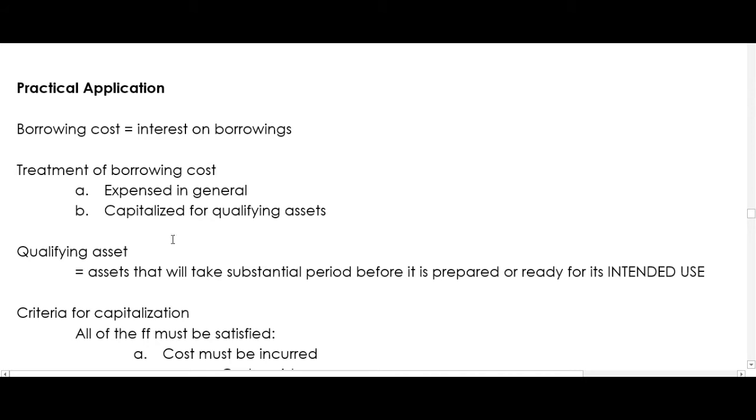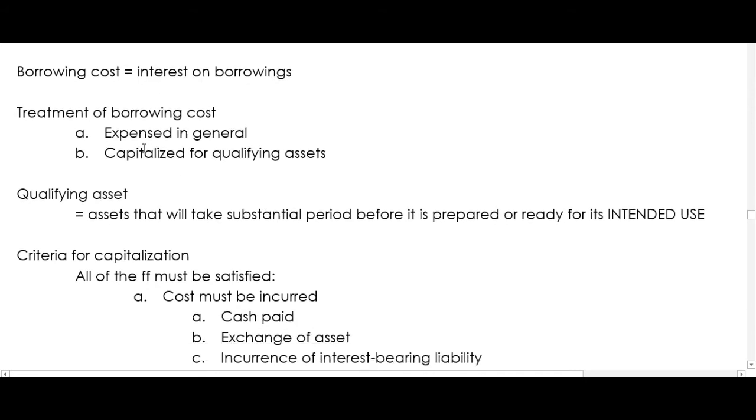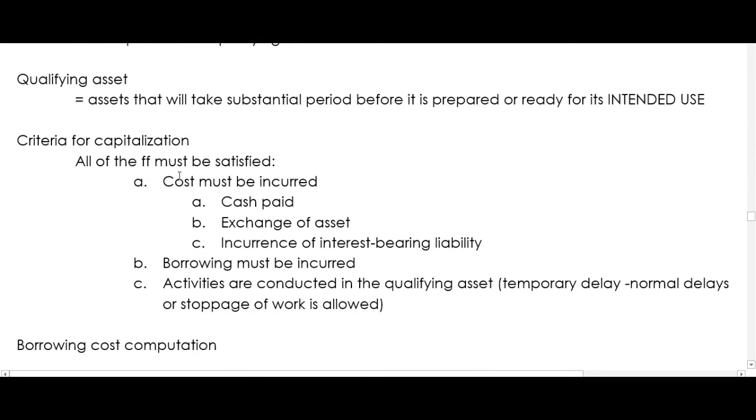We already know that our borrowing cost is interest on a loan. Meaning it must come from a liability component. It cannot come from an equity component. Next, the treatment of your borrowing cost will generally be expense when it does not relate to a qualifying asset, and it is capitalized when the borrowing is used for a qualifying asset.